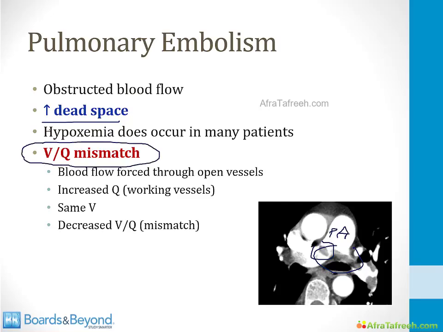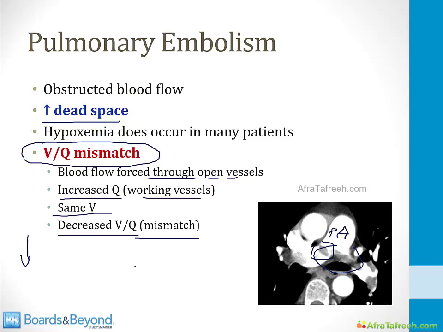In patients with pulmonary embolism, what happens is blood flow cannot move through parts of the lung. So all of the blood is forced through the remaining open vessels. This increases the perfusion, the Q, through those working vessels, yet they still have the same ventilation. As a result, the ratio of ventilation to perfusion becomes low, and that's VQ mismatch. And it is that low VQ mismatch in the healthy parts of the lung that causes hypoxemia. It's not dead space, even though there is dead space in pulmonary embolism.